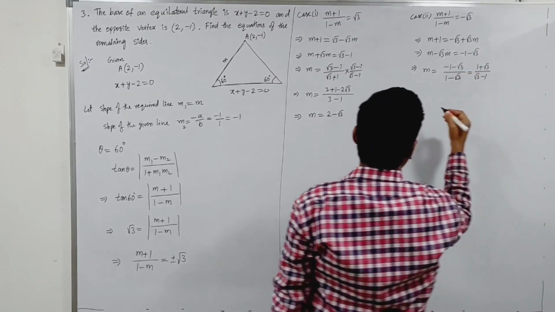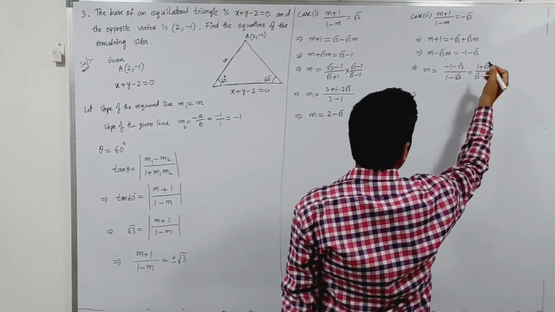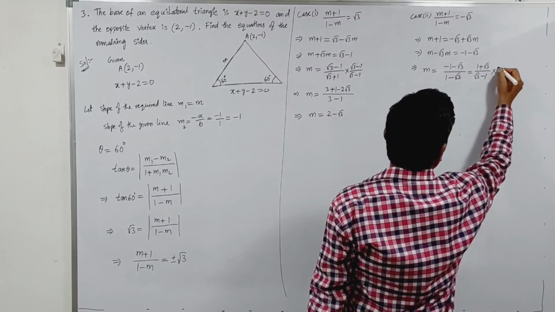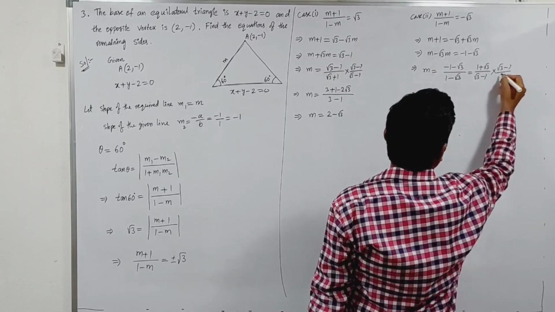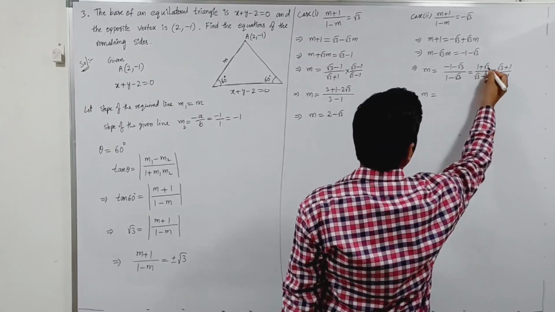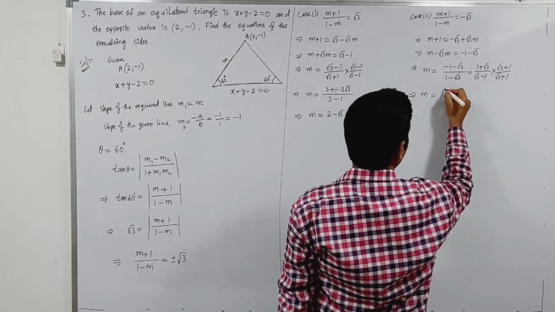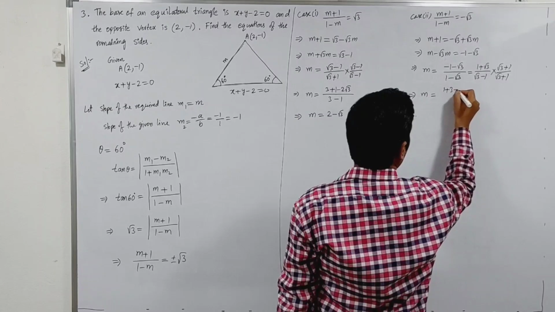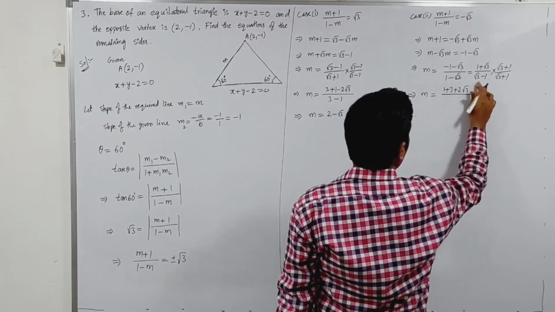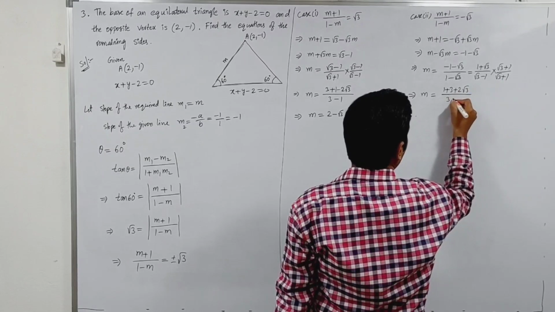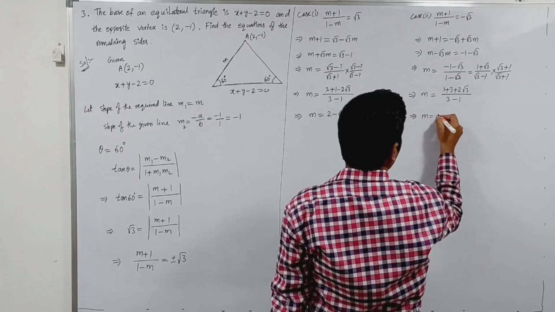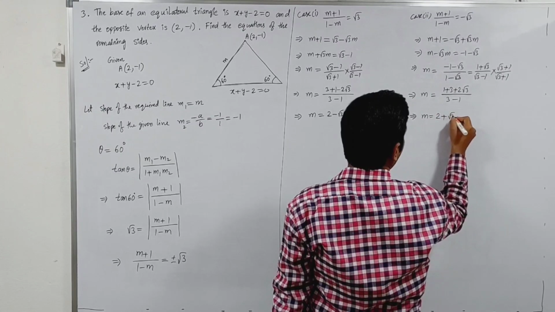Take minus common. Same, apply rationalization. By rationalization we get m is equal to, multiply and divide with root 3 minus 1, root 3 plus 1 by root 3 plus 1. So here (a plus b) into (a plus b) means a square plus b square, 1 plus 3 plus 2 root 3, by expanding. Here (a minus b) into (a plus b), that is 3 minus 1, a square minus b square. From this we get m is equal to 2 plus root 3.